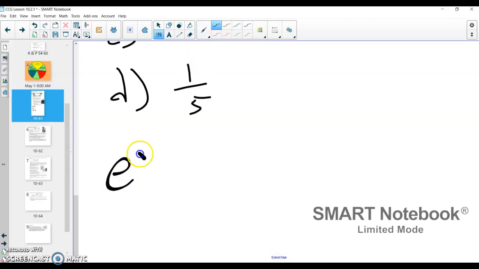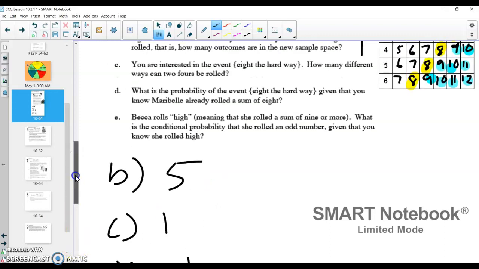So our new sample space here for E is going to be something out of 10 because 10's our sample space. I didn't mean to grab the calligraphy pen. And then it asks, so our sample space changed to all the high numbers. And then it says, what is the probability that we know she rolled a high number? What's the probability that that number is odd?